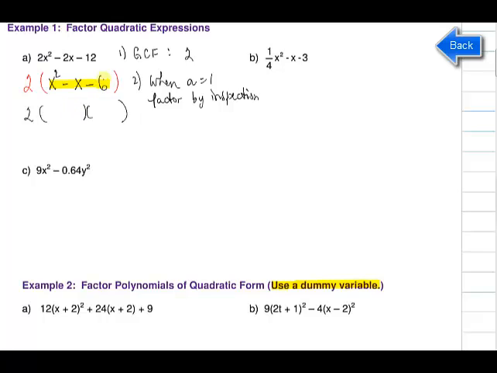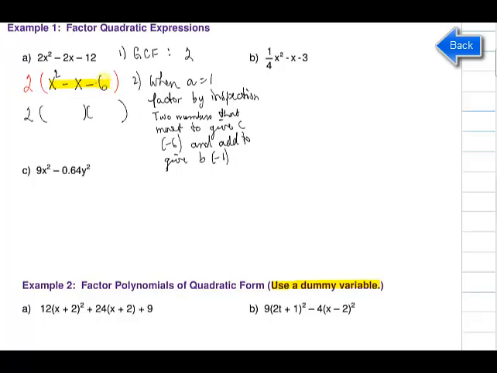So what are you looking for? You're looking for 2 numbers that multiply to give c, the constant c, which in our case is negative 6, and add to give b, the constant b, which in our case is negative 1. Okay, so how do you do that?